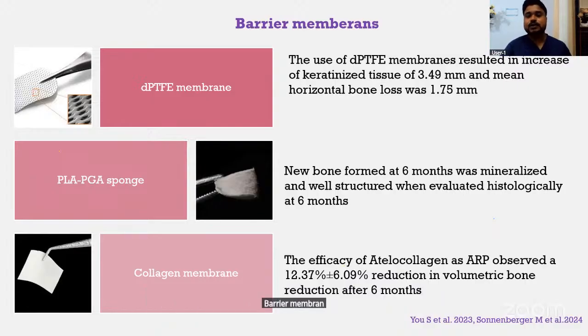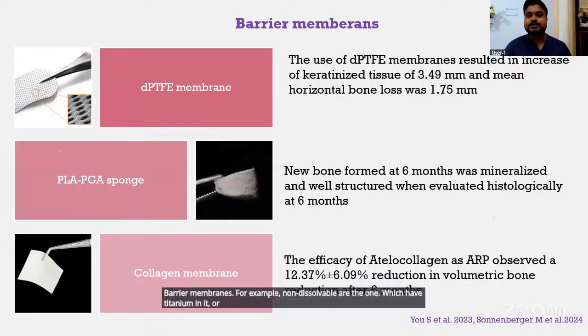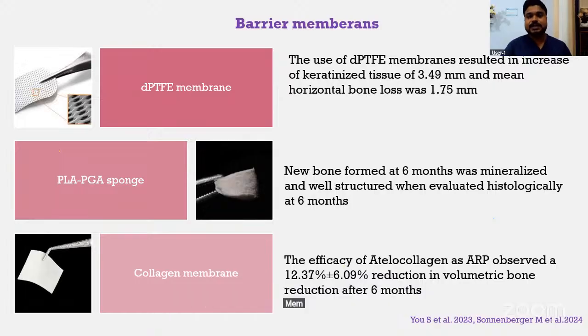As you know, there are resorbable and non-resorbable barrier membranes. For example, non-resorbable are the ones which have titanium in it or PTFE membranes, and the resorbable ones are the collagen membranes or PLGA or PLA PGA membranes. Okay, these are used along with the bone grafts. It is overlaid on the bone graft to preserve the socket.